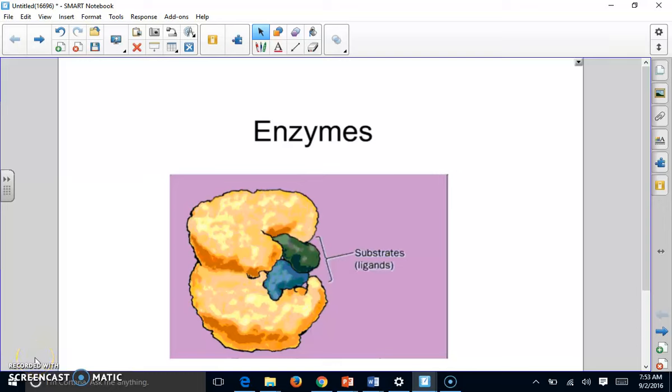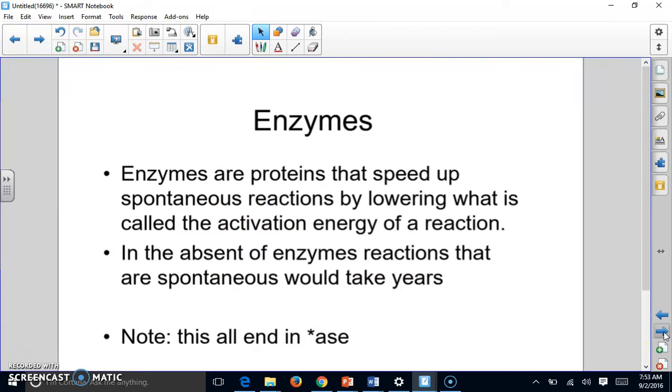In 10th grade, or I guess it was 9th grade, you guys learned a lot about enzymes, so hopefully a lot of this is a review for what you guys learned in 9th grade. But here we go. So enzymes are proteins.